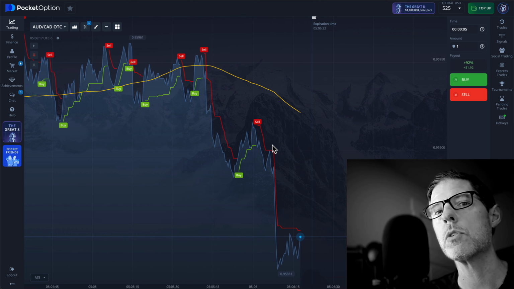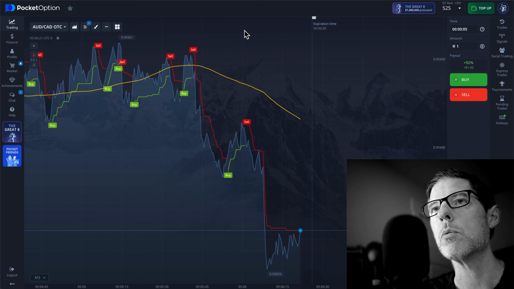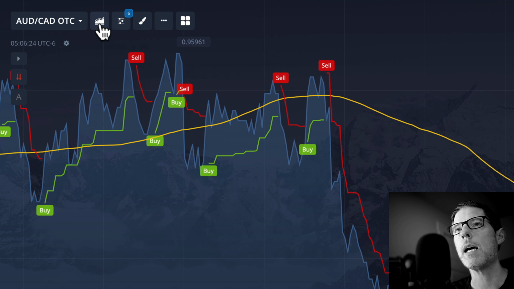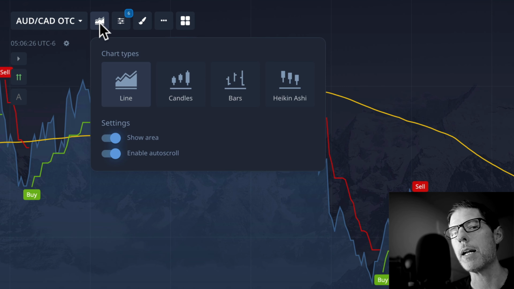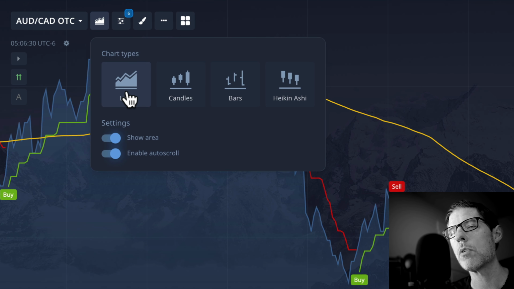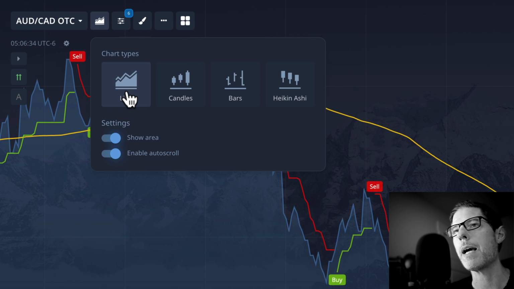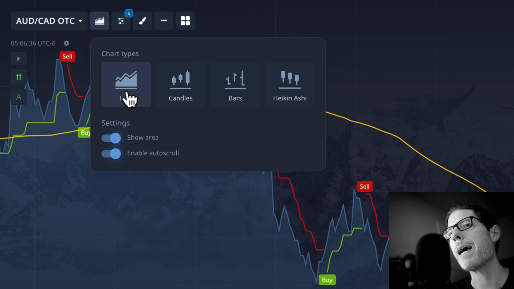I'm going to walk you through the strategy right now. To set everything up, what you guys want to do is use the line chart inside of Pocket Option. Now, I've been using this line chart strategy for a few days now, and actually, no, a little bit longer than that, probably over the course of the last week. I've been going back and forth.